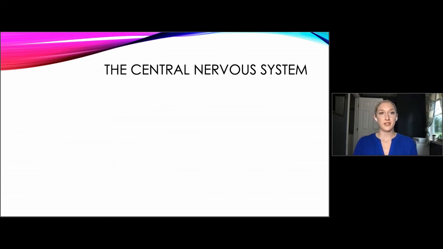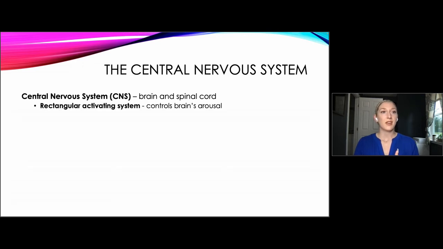The central nervous system, we know, is composed of the brain and the spinal cord. It receives information through input nerves of the PNS. The reticular activating system is going to control the brain's arousal. It receives input from all sensory systems and the cerebral cortex, is highly susceptible to effects of drugs, and stimulants activate it while anticholinergic drugs suppress it.